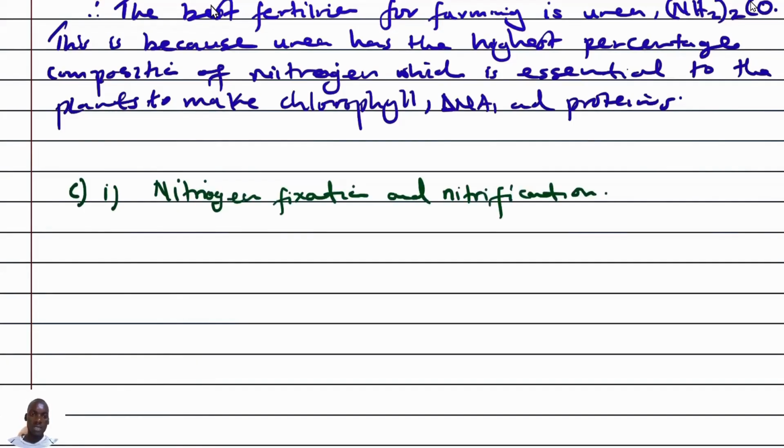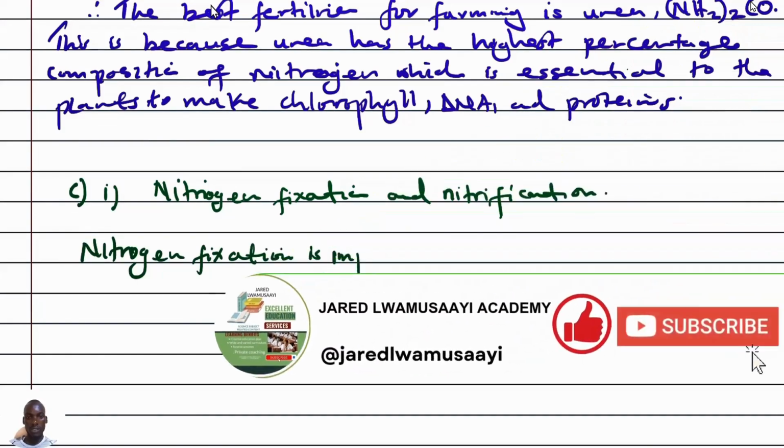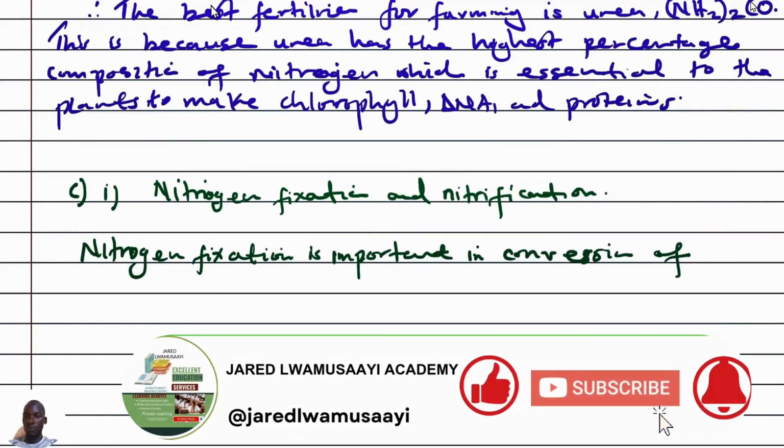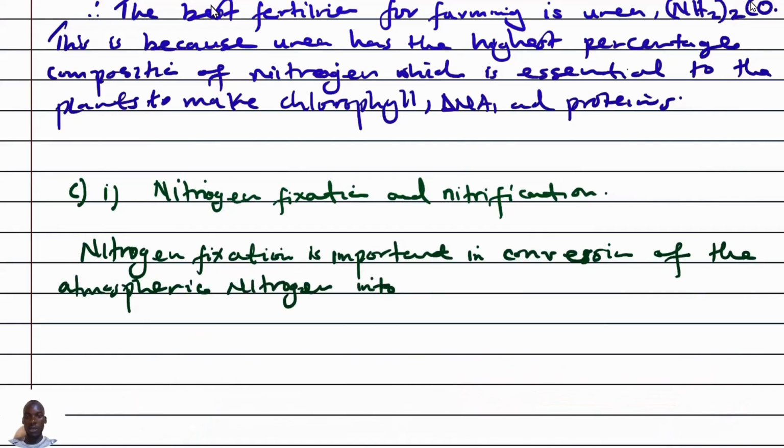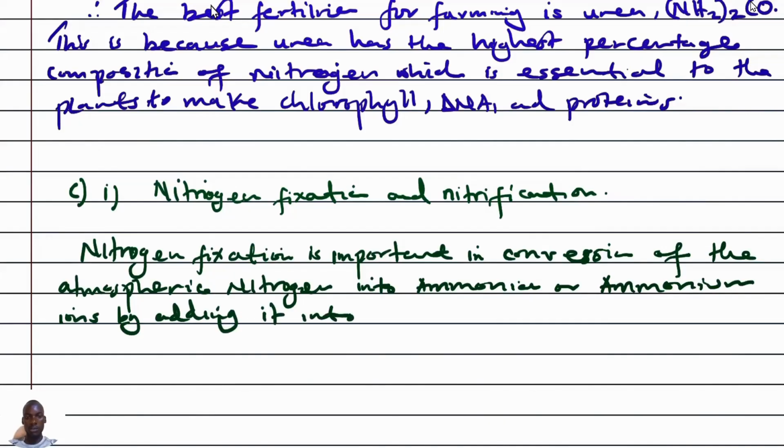We know very well that in the nitrogen cycle, nitrogen fixation, first of all, is important in conversion of the atmospheric nitrogen into ammonia, and it is added to the soil. So we can now therefore say that nitrogen fixation is important in conversion of the atmospheric nitrogen into ammonia or ammonium ions by adding it into the soil.